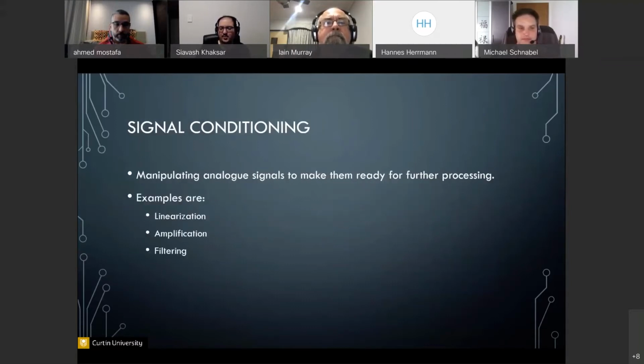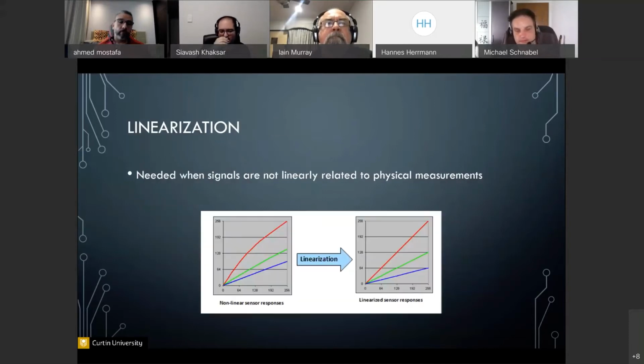Now, when we're talking about sensors, the other topic that comes to mind is signal conditioning. Usually, especially with IMUs, the raw signal that you're getting from your sensors isn't clear enough. It might require linearization, amplification, or filtering. You can see examples of these concepts here. Linearization is if we have a non-linear sensor, but we want to see the response in a linear fashion, that's where we would apply linearization.